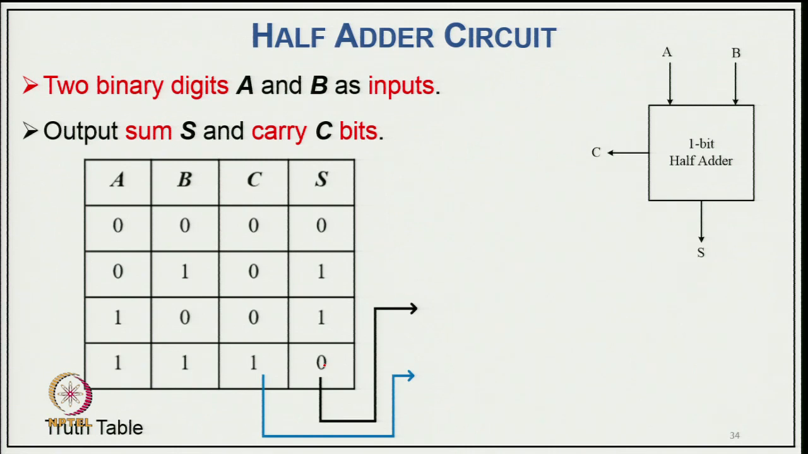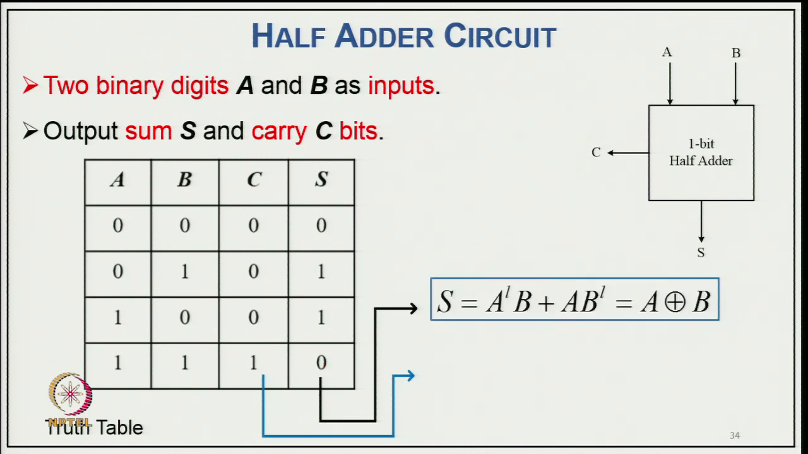So, now you can form the function corresponding to the sum and carry from this truth table. The sum will be A dash into B plus A into B dash. For those two conditions only, sum is there, and this we typically represent by exclusive OR, A exclusive OR B. And the carry C is directly A B, since this is the only case with 1.